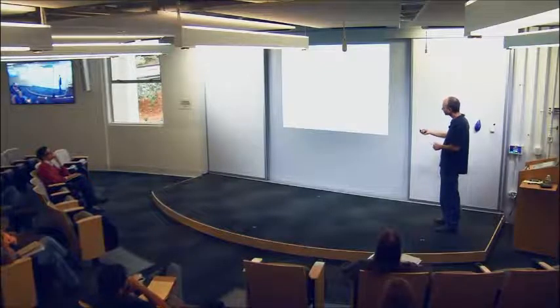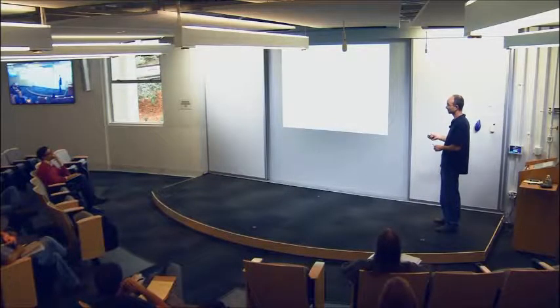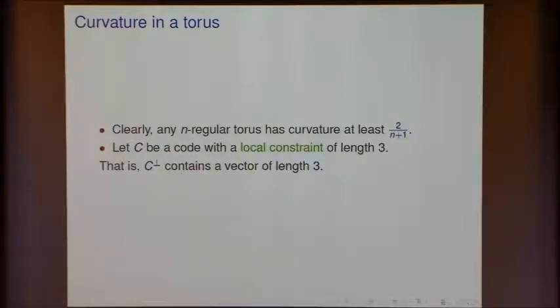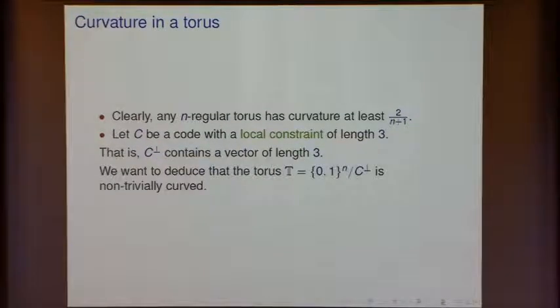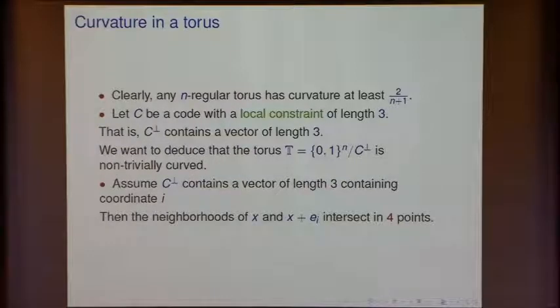So we want local constraints. Let C be a code with a local constraint of length 3, meaning that C perp, the orthogonal subspace, contains a vector of length 3. What can we say? We want to get a non-trivial bound on curvature. Suppose this constraint contains coordinate i. Then I claim that the neighborhoods of x and y, where y is x plus e_i, going in direction i, intersect in 4 points.